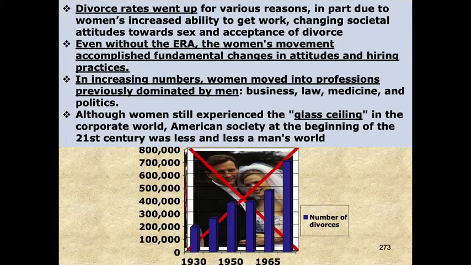So even without the Equal Rights Amendment passing, the women's movement did accomplish various things, like hiring practices. More women are moving into professions like business, law, medicine, and politics. But there is still a glass ceiling in society, and women still do not make on par what men do for similar jobs. I think it's 75 cents to every dollar a man makes, so not perfect, guys, but more rights were obtained. All right, let's move on to our next movement.